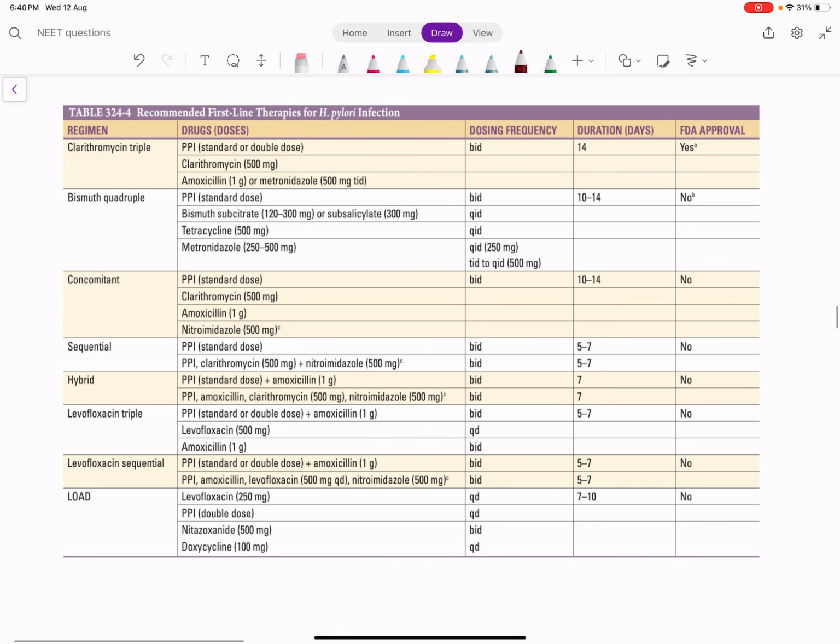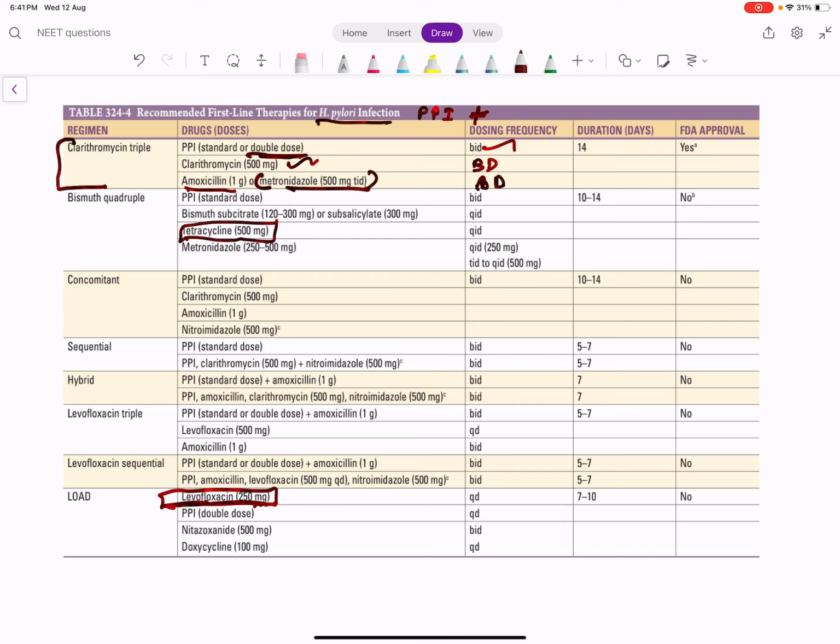Now for H. pylori we have to give obviously PPI because PPIs are very effective drugs, plus we have to give some antibiotics. So the usual regimen is clarithromycin triple regimen. Clarithromycin 500 mg BD, amoxicillin 1 gram BD and pantoprazole BD. Usually it comes as a kit. So clarithromycin 500 BD, amoxicillin 1 gram BD and a PPI like lansoprazole BD. Of course, in place of amoxicillin, metronidazole can be used. We can use tetracycline. We can use levofloxacin, right?